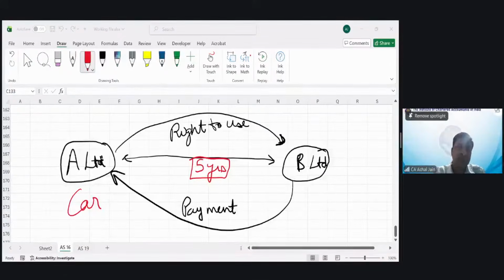Now, in case of this lease arrangement that we just discussed, there are a few terms. This party, A Limited, can you tell me what you call this party? In the given situation, what do you call A Limited? Tell me.